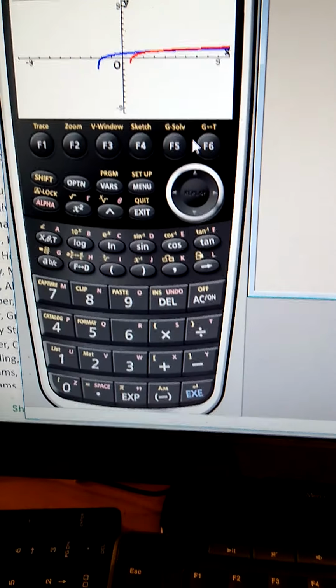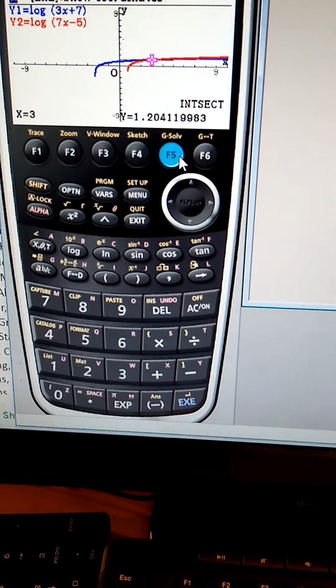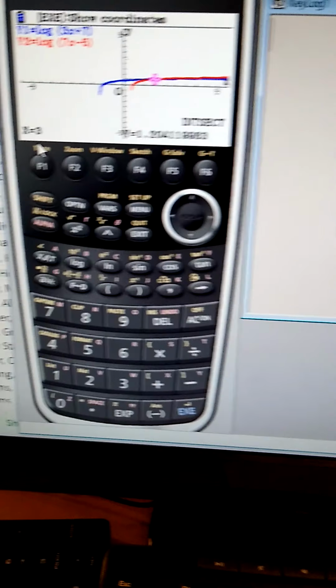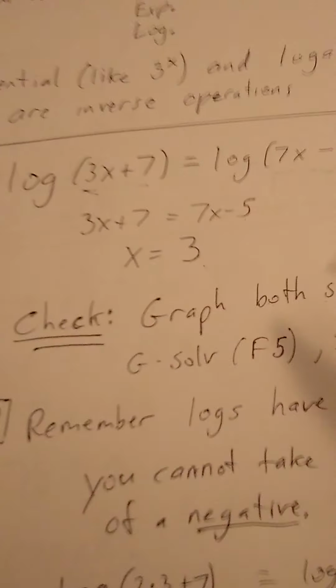And I'm going to hit gsolve. And then intersect F5 again. And I see that they meet at x equals 3. I'm looking right here at x equals 3, which is exactly what I got. So I know that this works.